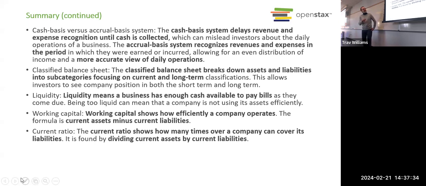Okay, we know we can classify the balance sheet by breaking down assets into 4 categories: current, PP&E, long-term investments, and intangibles, right? And then we can also break down liabilities into current and long-term. We know liquidity is how we measure the company's ability to pay off its short-term debts using short-term assets. And when we subtract current liabilities from current assets, we get working capital. When we divide, we get the current ratio. There we go.